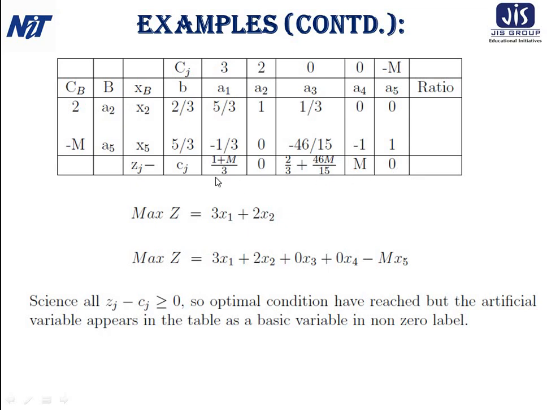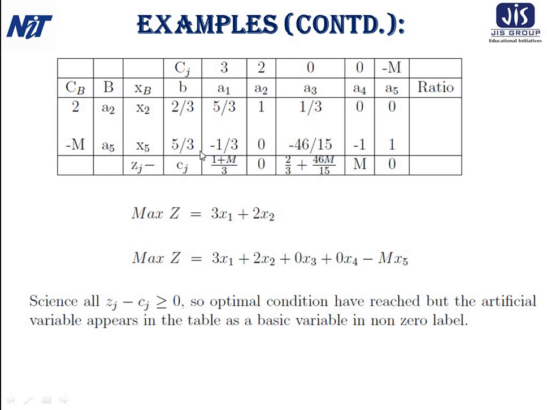So here we are observing that all Zj minus Cj are equal to 0. So our optimal condition has been reached. Now we have to find the solution from the basic variable and from the solution column. So who are the basic variables in the last table? x2 and x5. So what is the value of x2? x2 equal to 2 by 3. And what is the value of x5? x5 equal to 5 by 3.